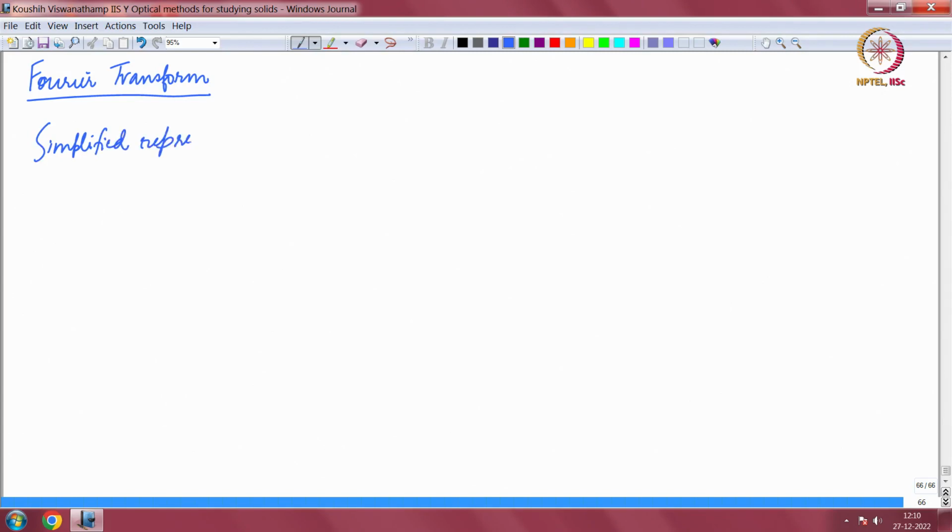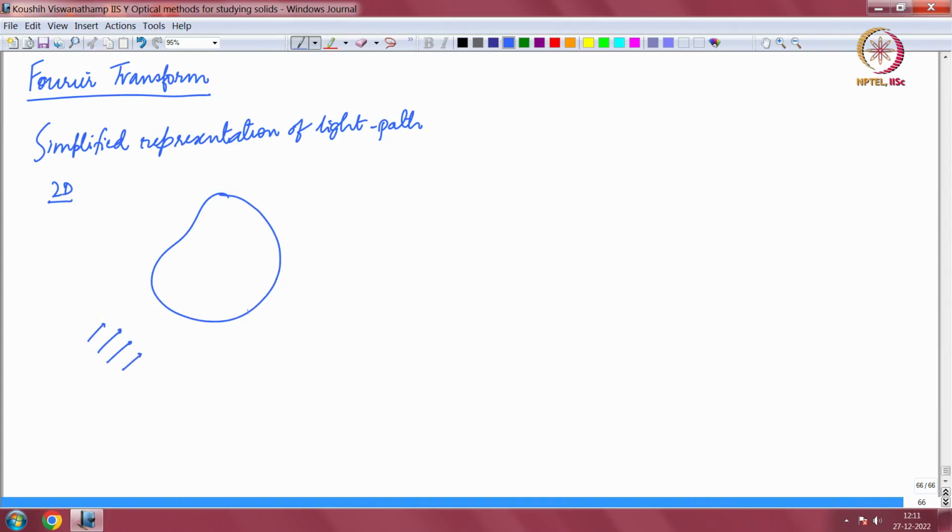Okay. The first step before we start on this journey is to look at a simplified representation of a light path. So what happens when light passes through a material? For example, we will take a 2D case. This is your incoming light. So I am passing X-rays, this is my object, and my screen is here.